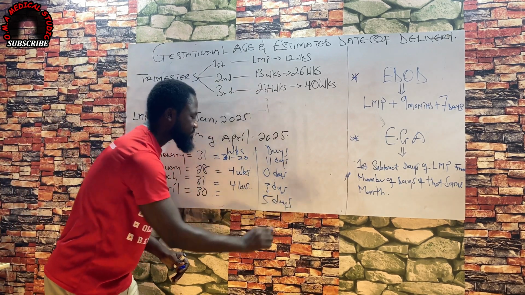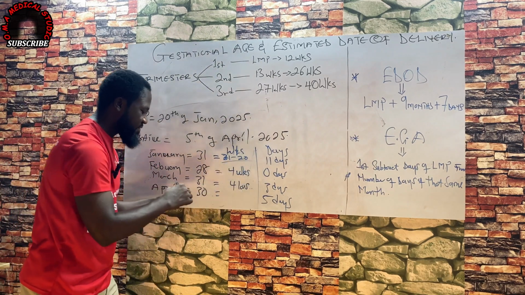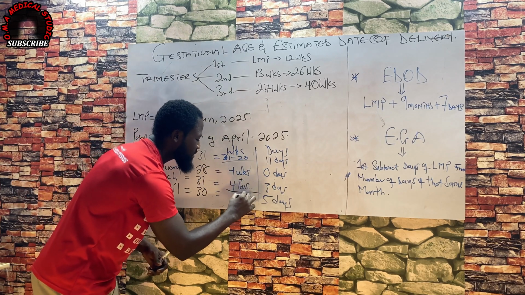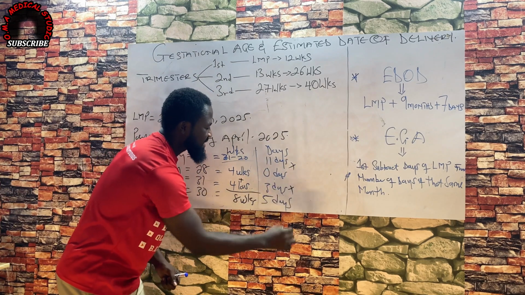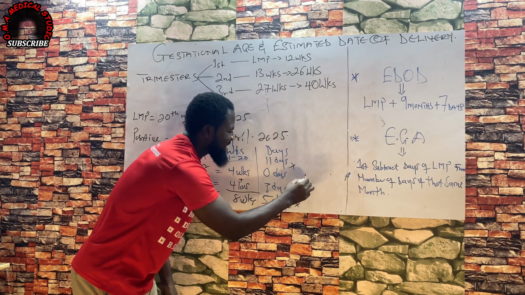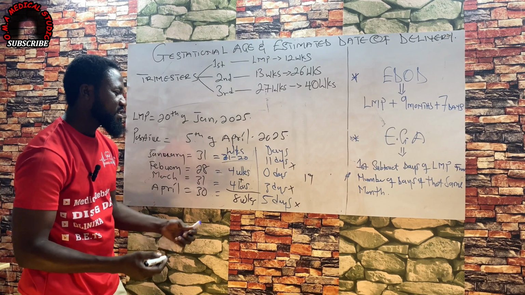5 days. So now we have about how many weeks? We have 8 weeks here, 4 weeks plus 4 weeks. That's 8 weeks. How many days do you have here? You have 11 plus 3. That is 14, plus 5. That is 19. We are converting 19 days into weeks. What are we going to get?